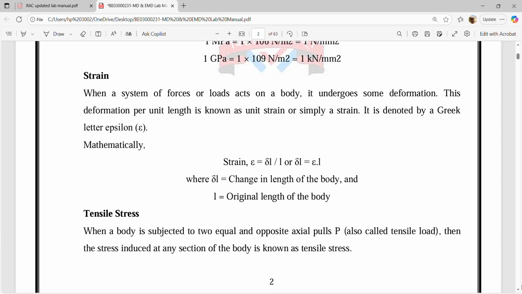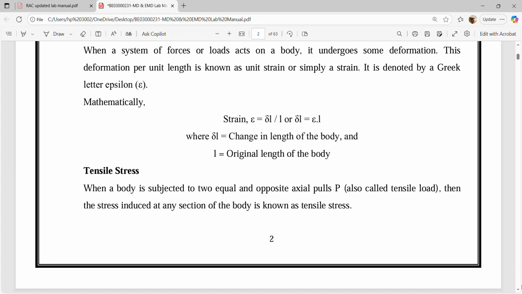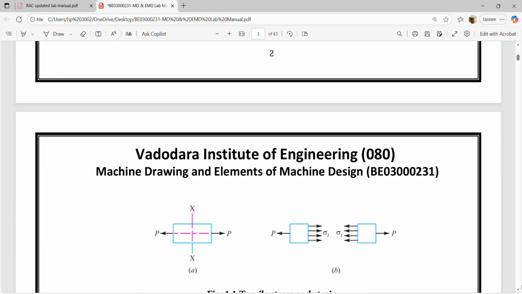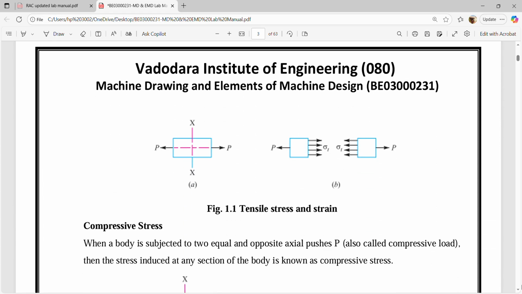Now, tensile stress. When a body is subjected to two equal and opposite axial pulls P, also called tensile load, then the stress induced at any section of the body is known as tensile stress. Here we can see how the tensile stress acts on a body.